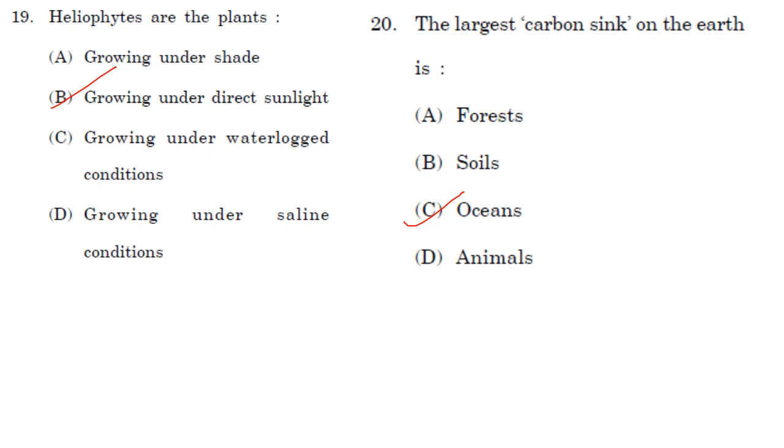Heliophytes are plants growing under direct sunlight. Growing under shade, no. Growing under direct sunlight. Answer is option B. The largest carbon sink of the area.